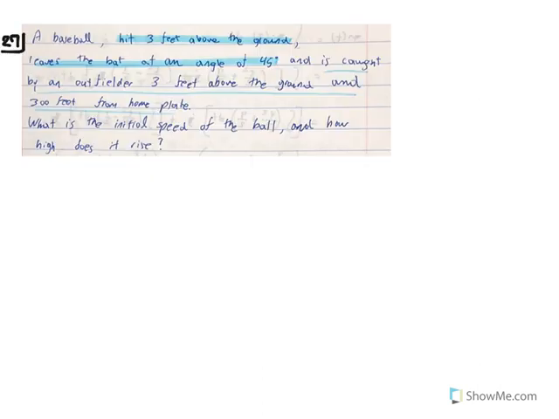We begin with number 27. A baseball hit 3 feet above the ground leaves the bat at an angle of 45 degrees and is caught by an outfielder, and so on. But if you read the first 2 lines here, you see that 2 of the 3 initial conditions is given. The baseball is hit 3 feet above the ground, so the initial height is 3 feet, and the angle of elevation at which the ball is launched when it was hit by the bat is 45 degrees.